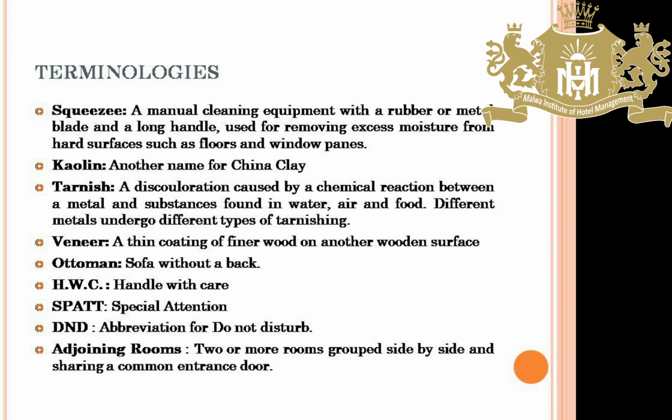Different metals undergo different types of tarnishing. Veneer, a thin coating of finer wood on another wooden surface. Ottoman, sofa without a back. HWC, handle with care. SPAT, special attention. DND, abbreviation for do not disturb. Adjoining rooms, two or more rooms grouped side by side and sharing a common entrance door.